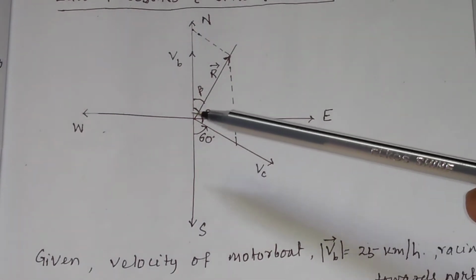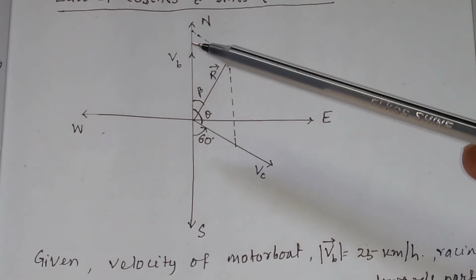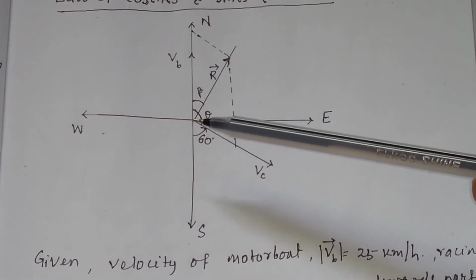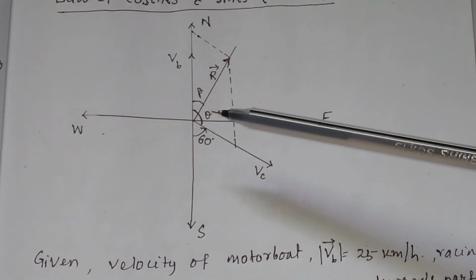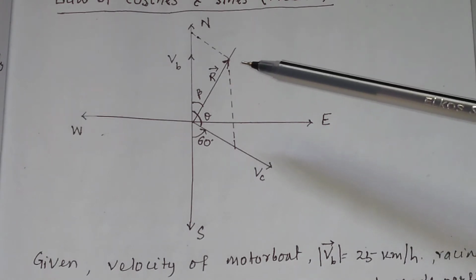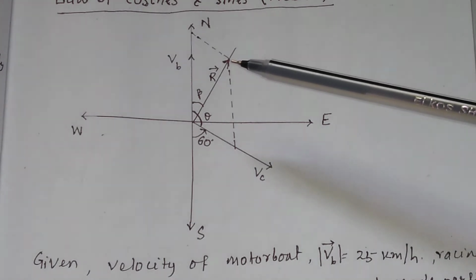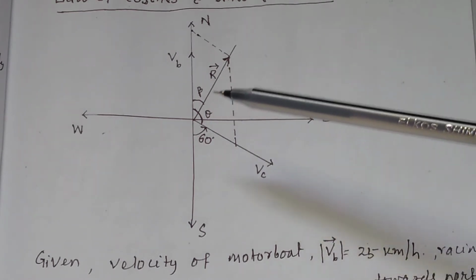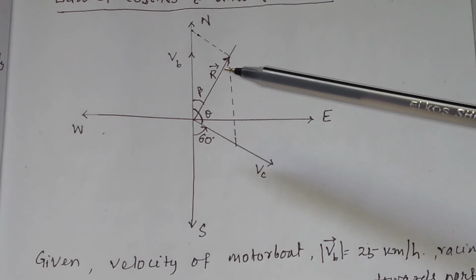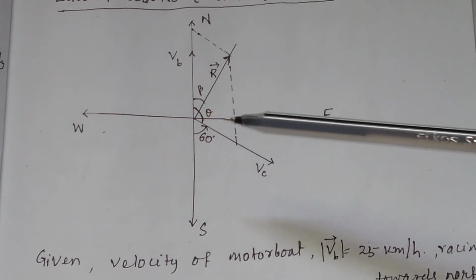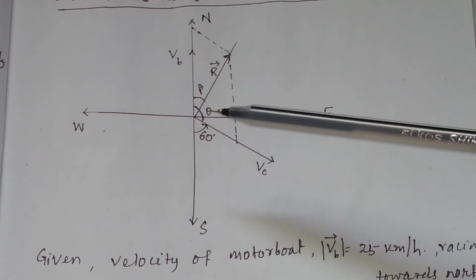And now you can apply the parallelogram law of vector addition. This will be a parallelogram, and by applying the parallelogram law of vector addition you can have the law of cosines. It gives the magnitude of r. Applying the law of cosines, the magnitude of r is equal to the square root of Vc square plus Vb square plus 2 Vc into Vb into cos 120 degree.